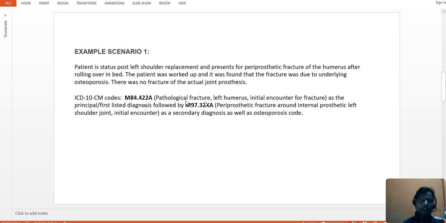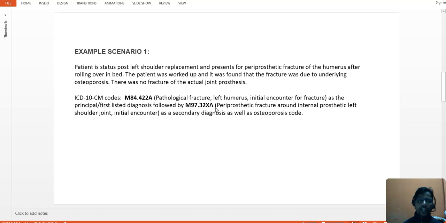First one is for pathologic fracture. As we have discussed previously, if the patient has any type of fracture due to osteoporosis or neoplasms, we need to code that as the first listed code or principal diagnosis, followed by the periprosthetic fracture around internal prosthetic left shoulder joint, initial encounter. So this is the second guideline.